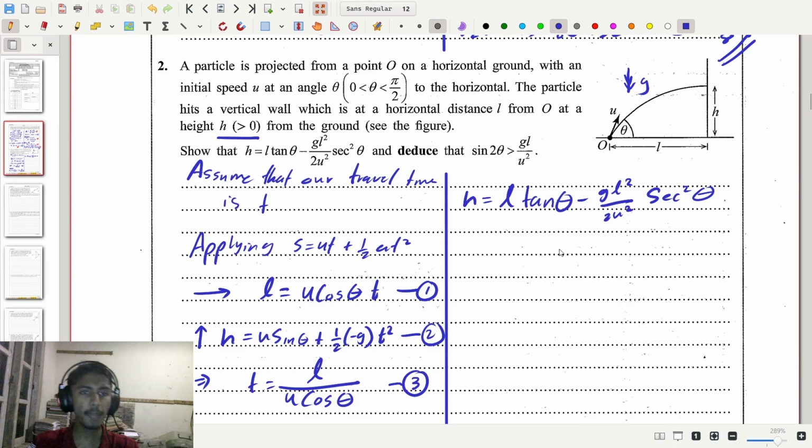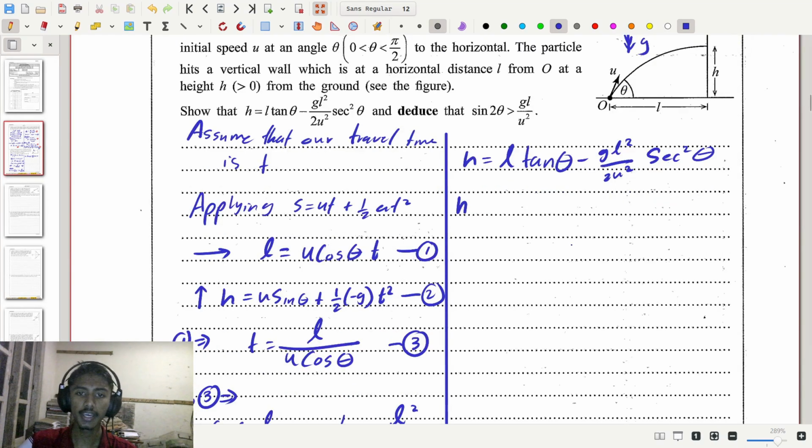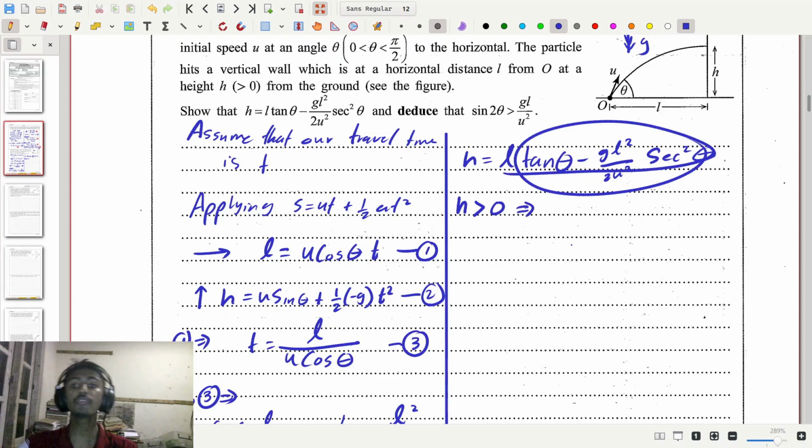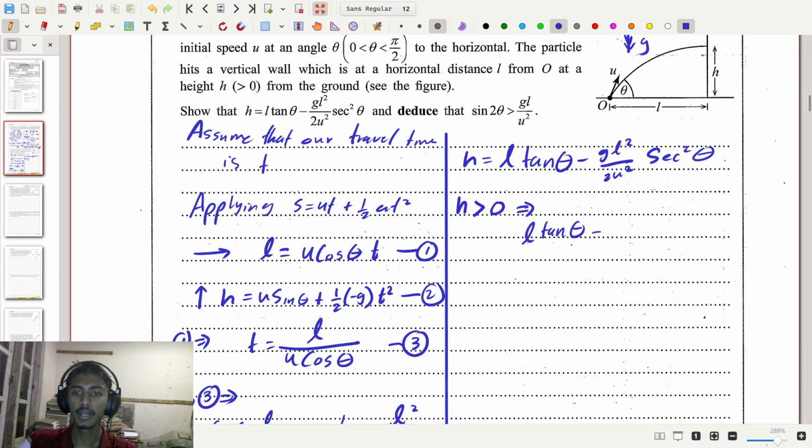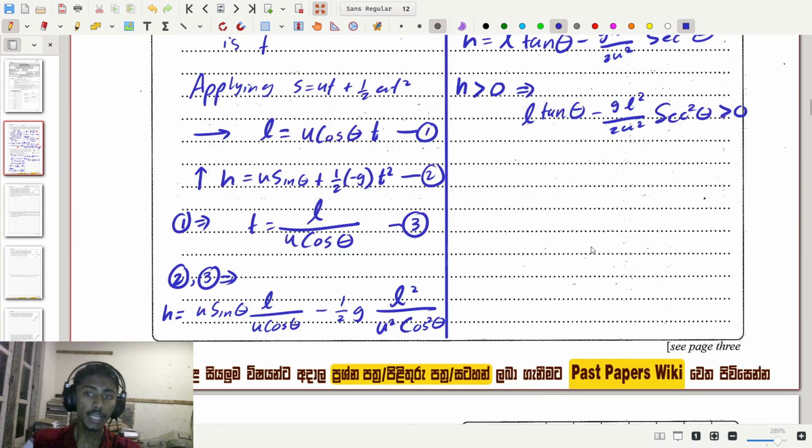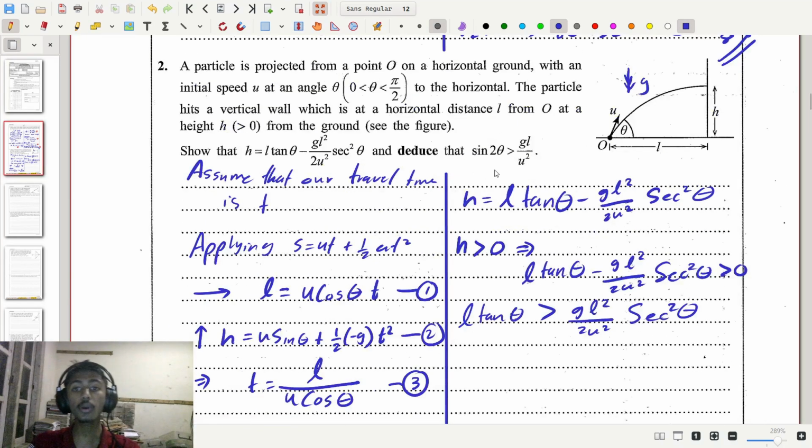So what we're going to do here is to apply this here and say, since h is greater than 0, we can imply that all of this stuff on the right side here must also be greater than 0. So we can say L tan theta minus g L squared divided by 2u squared secant squared of theta must be greater than 0. Now in this case, what I can do is to take this negative term to the other side and write that L tan theta must be greater than g L squared divided by 2u squared times secant squared of theta. Now this already looks a lot like what we're asked to solve.